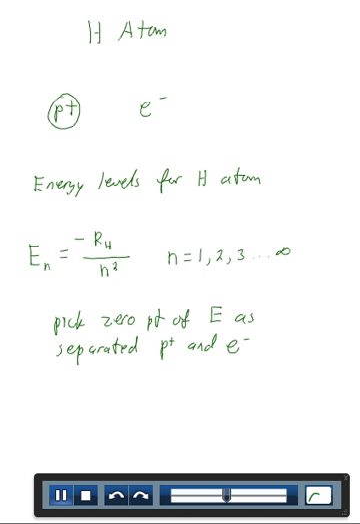So the most negative, or lowest, energy for the hydrogen atom is when n equals 1, so E sub n is equal to minus R sub H over 1 squared, and R sub H is 2.18 times 10 to the negative 18th joules. So this is the lowest energy level for the hydrogen atom, where n equals 1.